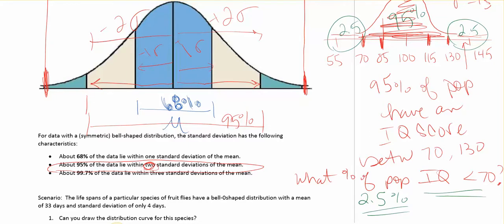Okay, now we can play with this all day long. We can say things like, well, because this is the bottom 2.5%, a score of 70 is the 2.5 percentile.